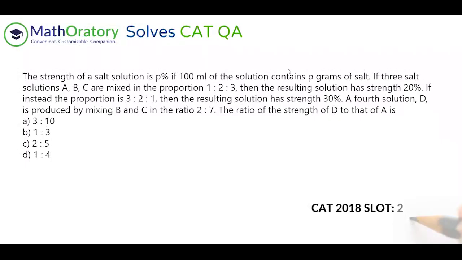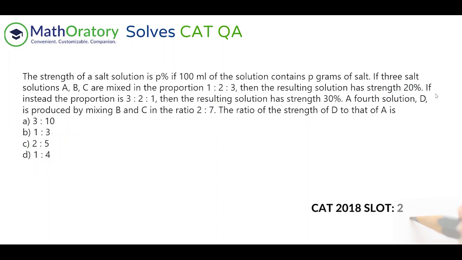All right, so we have a percentage and ratio question. The strength of a salt solution is P% if 100 ml of the solution contains P grams of salt. It's pretty okay. So ml, grams, that's fine. The question has everything to do with ratio, a lot of ratio here. So the unit anyhow doesn't matter, but that's pretty obvious any which way.